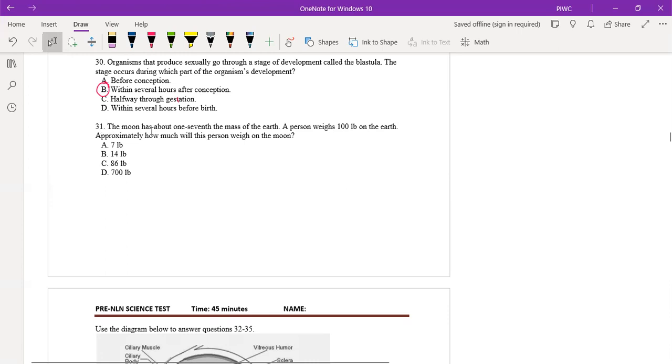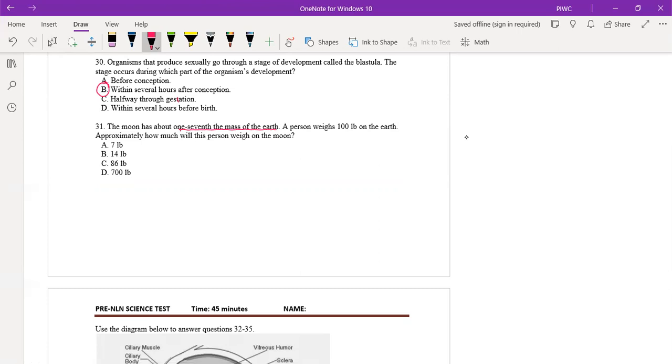31. The moon has about 1/7 the mass of the earth. A person weighs 100 pounds on the earth. Approximately how much will this person weigh on the moon? Okay, so the key is 1/7. The person's weight is 1/7 that of the earth. I answered 7 pounds, but it was wrong. Can you please explain, Professor?